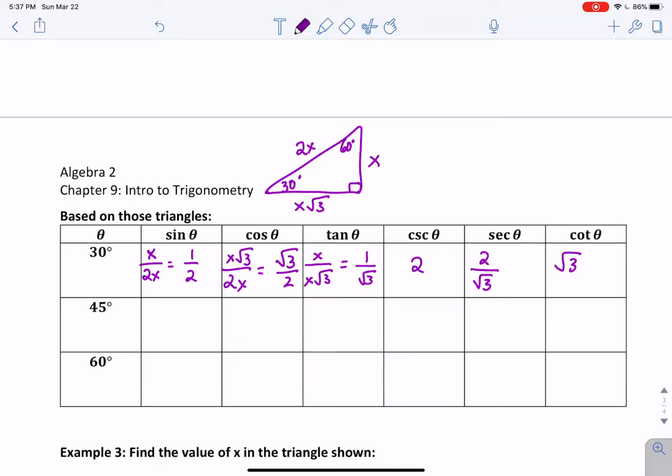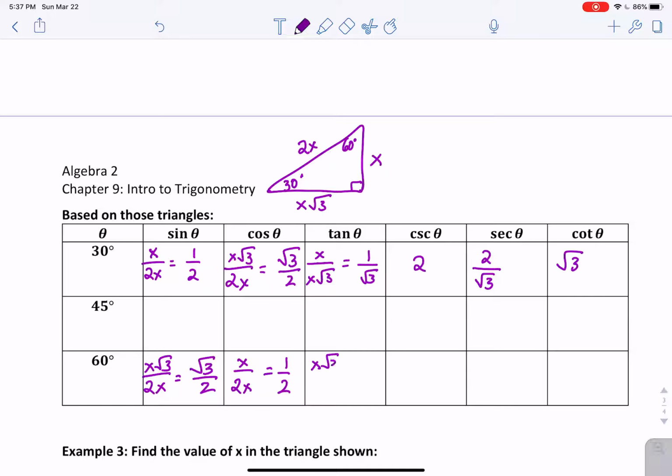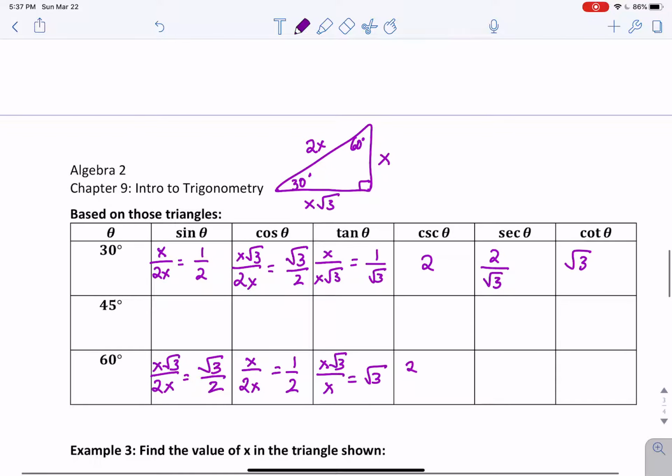Let's do the 60 degrees since that's on the same triangle. So 60 degrees, now the opposite is x root 3. Hypotenuse is 2x. X's cancel. For the cosine, it's x over 2x. The x's cancel again. And for the tangent, it's x root 3 over x. X's cancel, you just get root 3. For cosecant, secant, and cotangent, we'll reciprocate all the fractions around. So you get 2 over root 3, 2, and 1 over root 3.